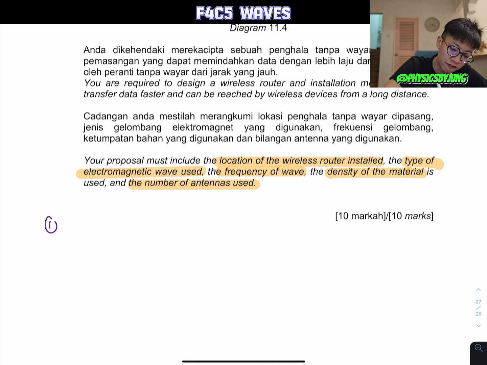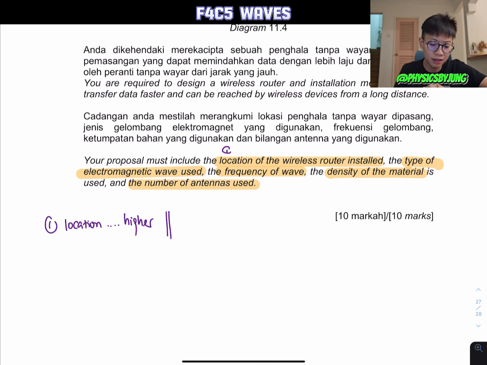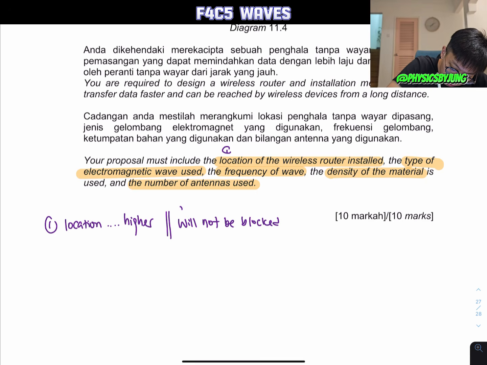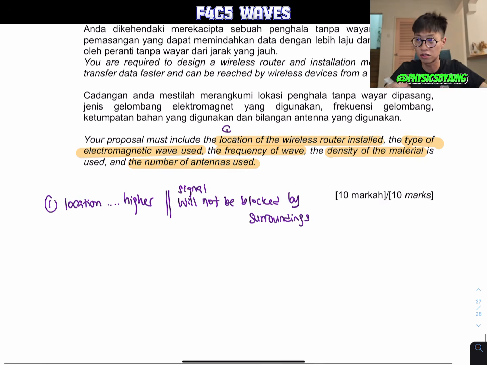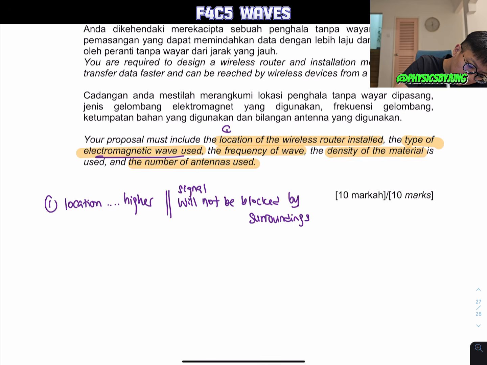Let's talk about the first one, the location. The location of the transmitter must obviously be higher. Why do you want this to be higher? So that your signal will not be blocked by surroundings. Because in your house, maybe you have some racks or something that you hang very high and so on and so forth. So it will not be blocked by surroundings. Good enough.